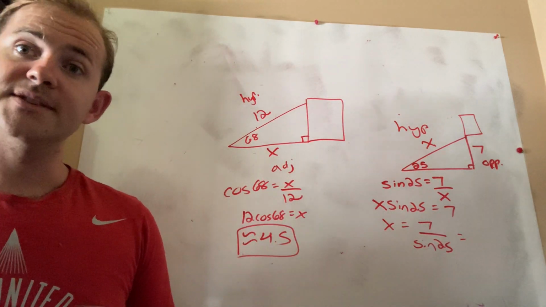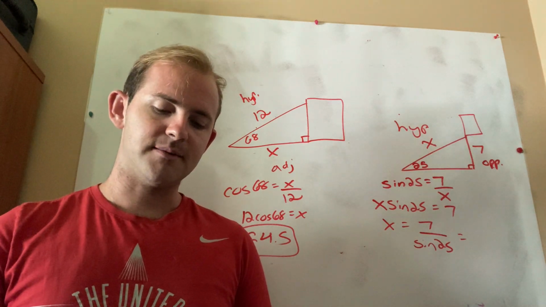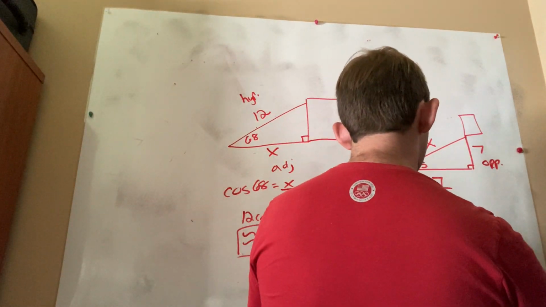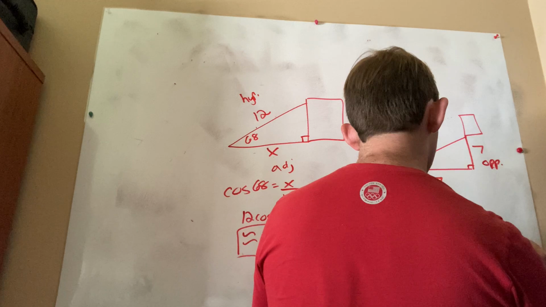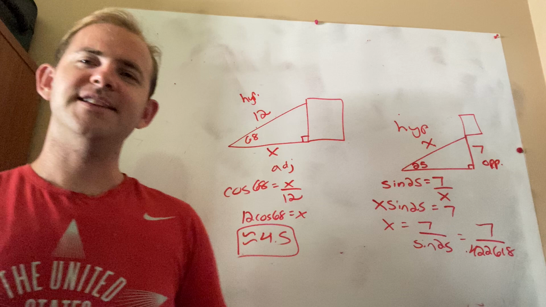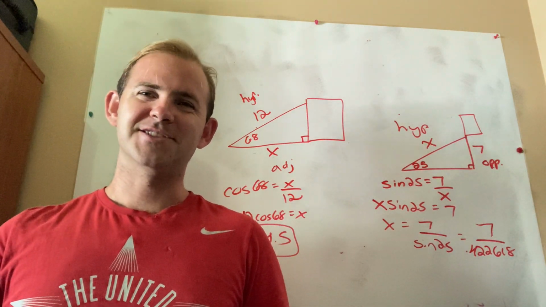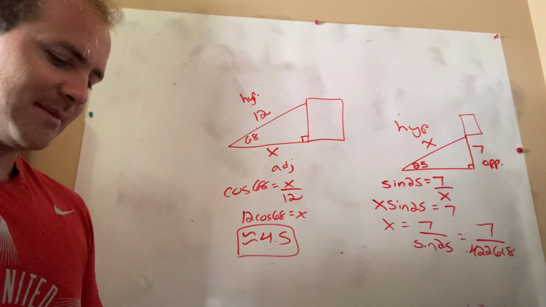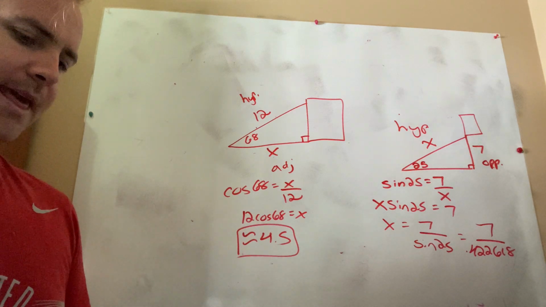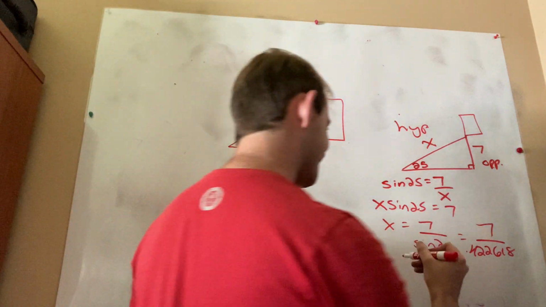Now, my personal preference, as I said in a previous video, is to first find what sine 25 is. So I'm going to do 25, hit the sine key, and get this decimal. So I'm actually going to write that down: 7 over 0.422618. This is because sometimes with calculators, we can accidentally not do things in the right order and bad things happen, so this is my way of trying to avoid that. So I'm going to get 7 divided by 0.422618, and that is going to be around 16.6.